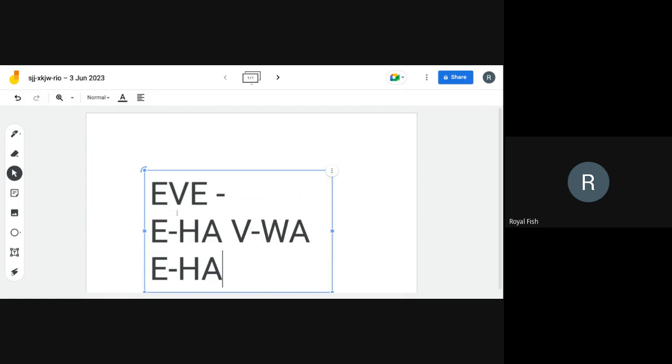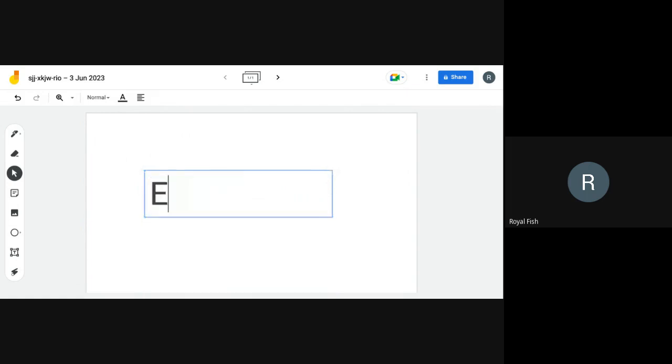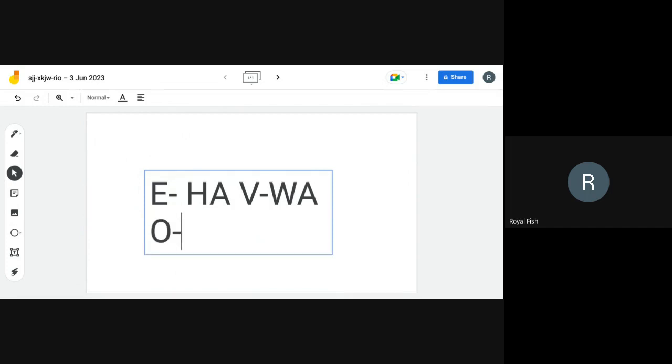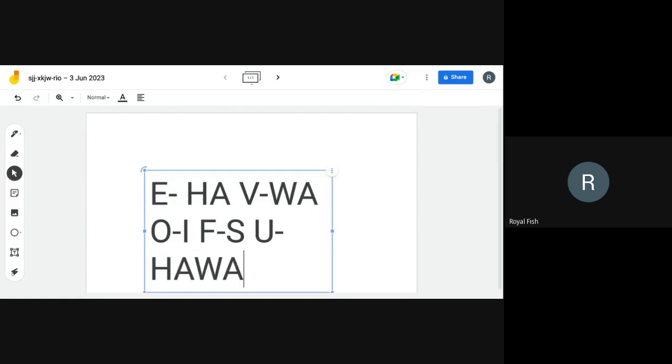So Hawaha. In Hebrew, here I'm going to write this a little bit clearer. So E is H, V is Wa. The letter O is I, actually. The letter F is S. The letter U is Hawa. A E I O U. So this is something you definitely want to write down.